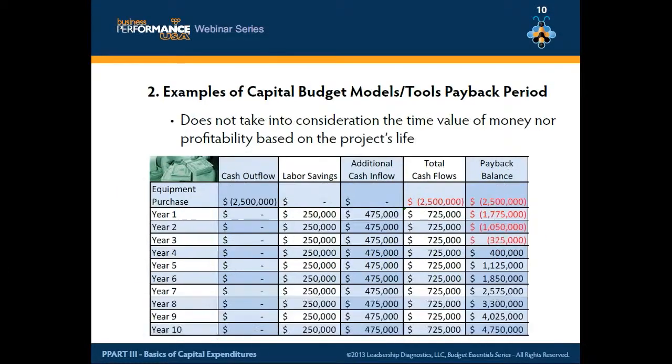One of the things about the payback model is that it does not take into consideration the time value of money, okay? Nor does it take into consideration the profitability of the project over the life of the equipment or the life of the project. On this slide, we see that it would take about 3.5 years to pay it back. But if the life of the equipment is going to continue to generate similar cash flows, at year 10 we have an additional $4.75 million of cash flowing in. So when you look at the payback model, you generally stop after where you see the debt will be paid. So that's one model that we like to use.